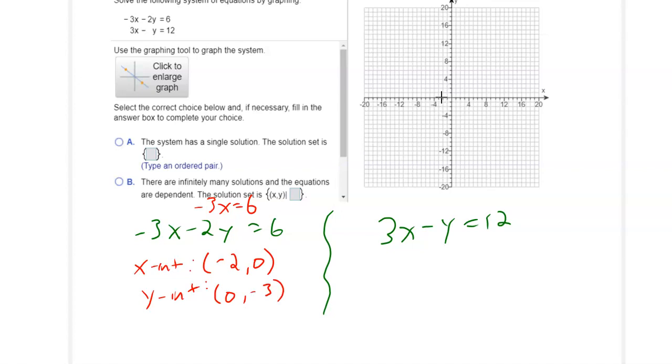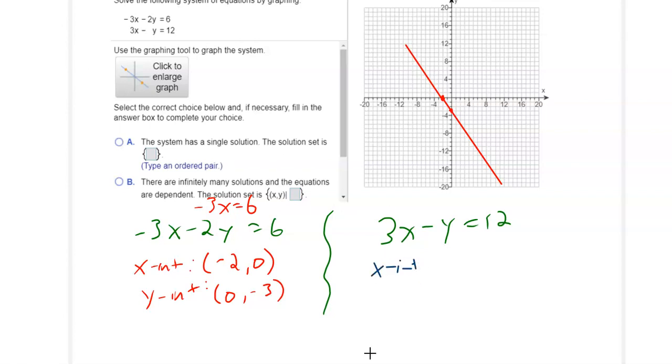So we have negative 2, 0 on the x-axis, and 0, negative 3 on the y-axis. And then we connect those 2 points with a straight line. And that's graphing the first equation. Hopefully that's good enough. For the second equation, we'll do the same thing.